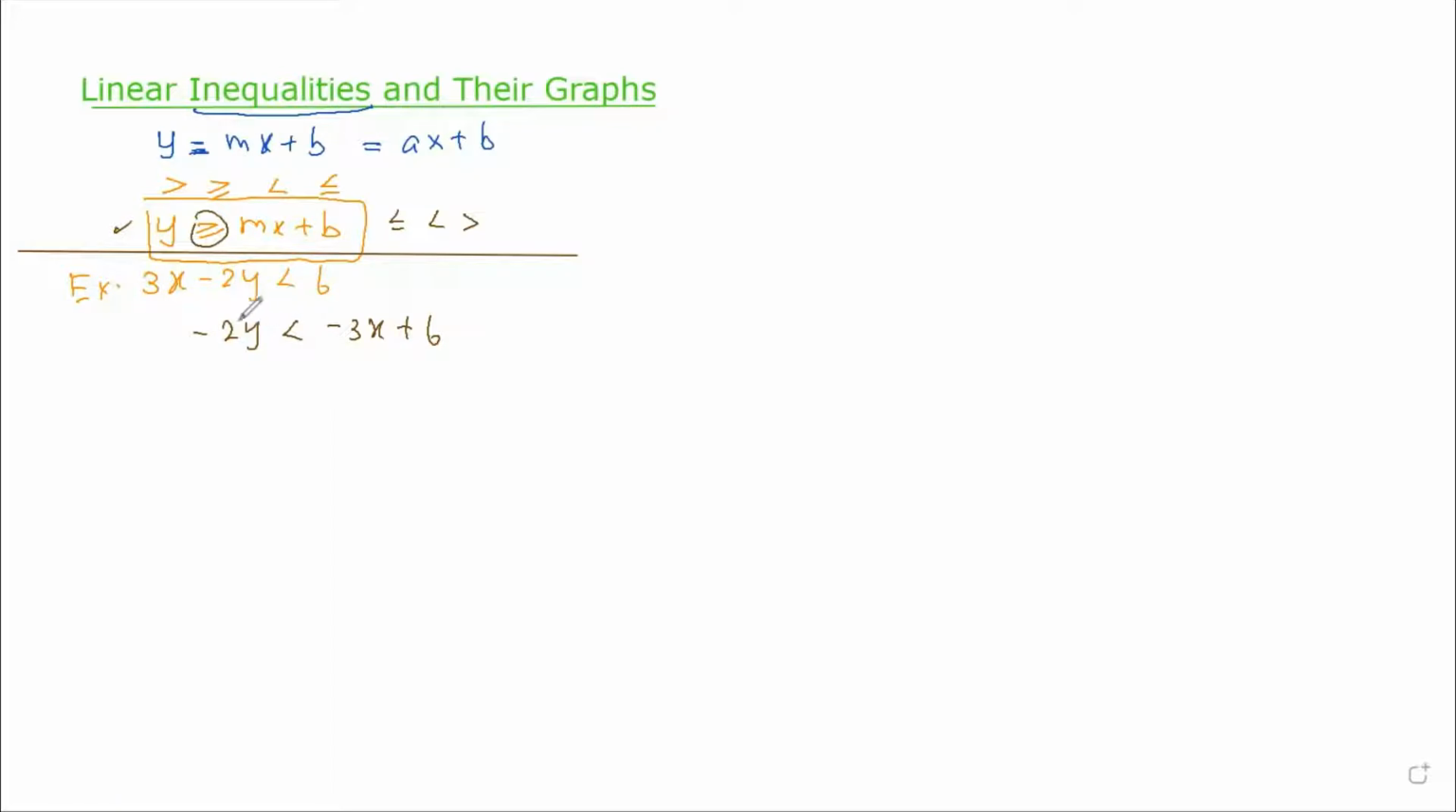Now, when I have this one, I have to simplify, get only y, right? So I divide by negative 2, and change the sign right away, okay? It becomes greater than, and then 3 over 2x, and this one, minus 6 over 2, so it becomes minus 3. So when I have this one, I can start to plot the graph.